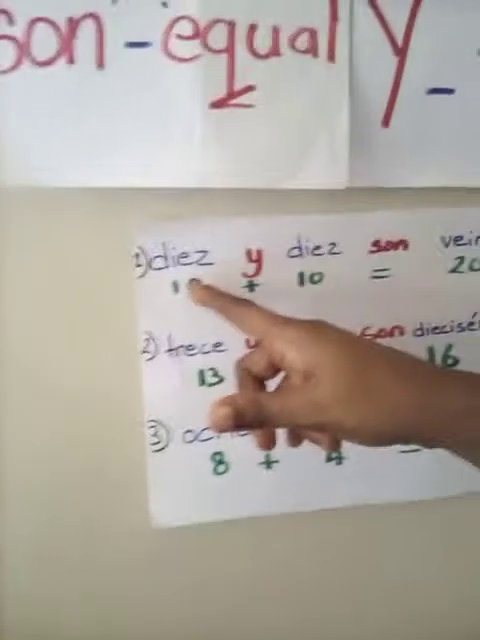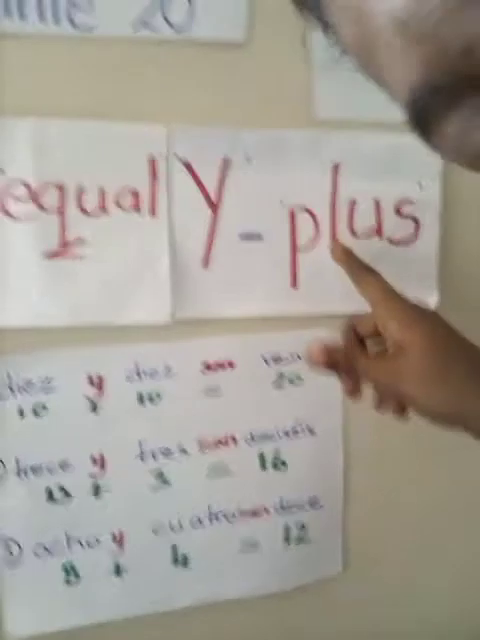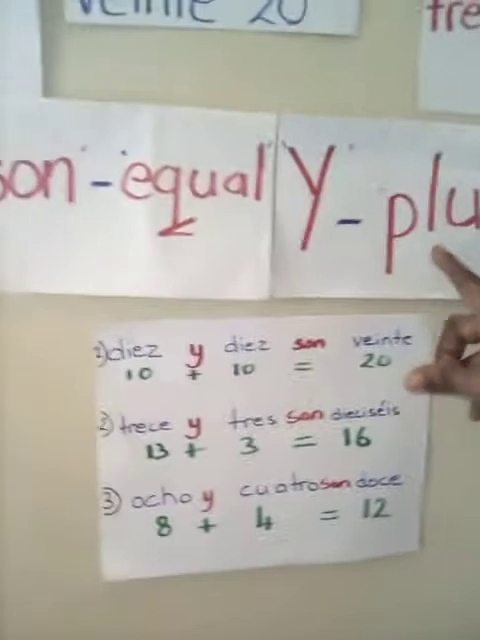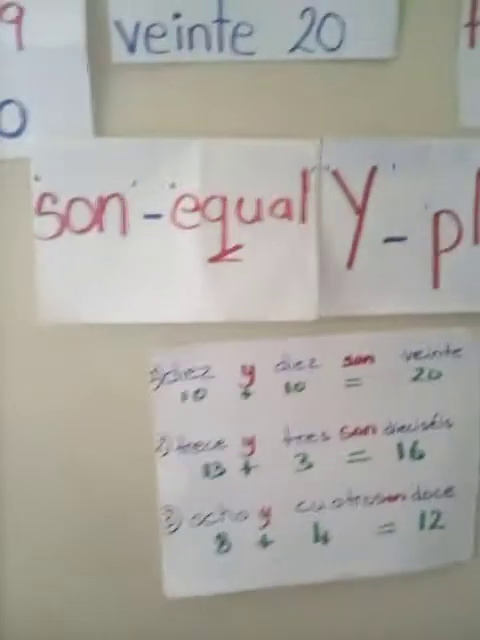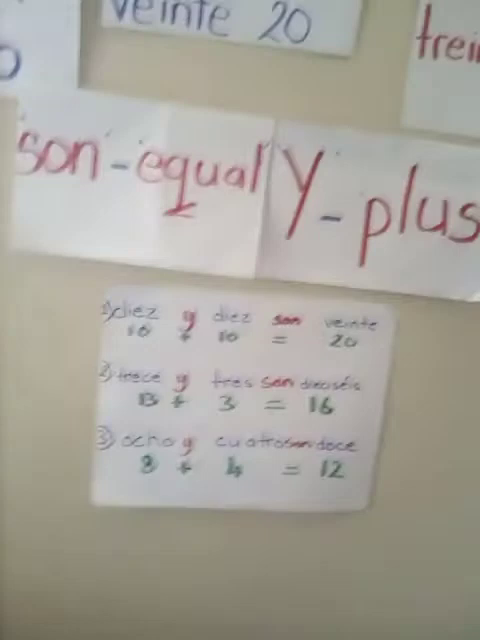Now, we also were adding those numbers in Spanish. Say, for instance, we wanted to add 10 plus 10. We know that 10 is diez, and if we're adding, we're going to use the word y. In Spanish, plus means y. Y also means and, but remember, when you're adding in Spanish, you use y for plus.